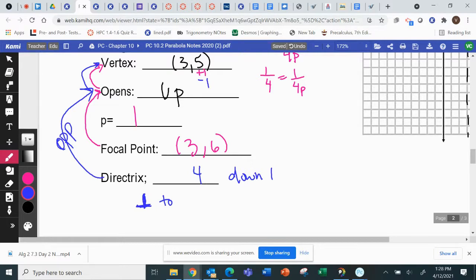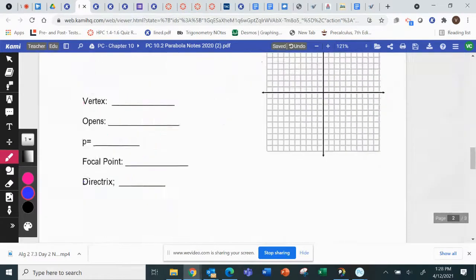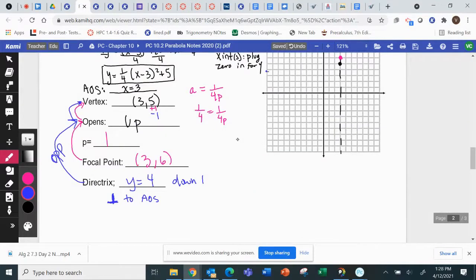So the perpendicular, by that time I could have just written the word, perpendicular to the AOS. So our axis of symmetry is x equals. That means the directrix is y equals. So that's what I'm talking about when we're talking about perpendicular. If one's x equals, the other's y equals. And I go to the graph, and at y equals 4, 1 unit lower than the vertex. That's our directrix.